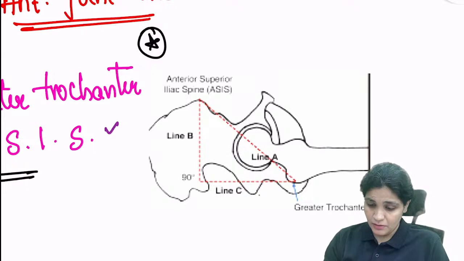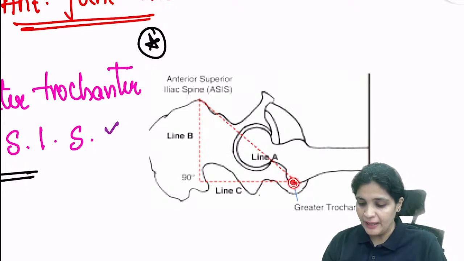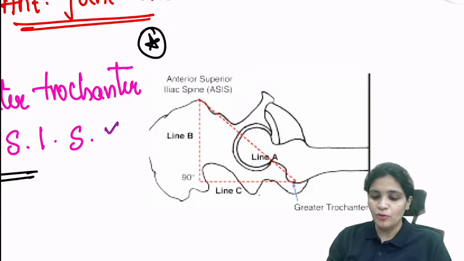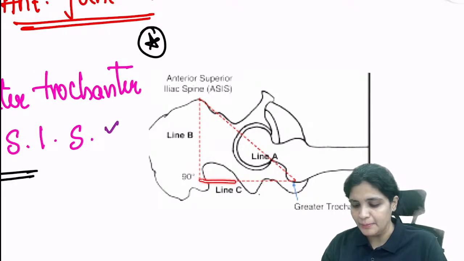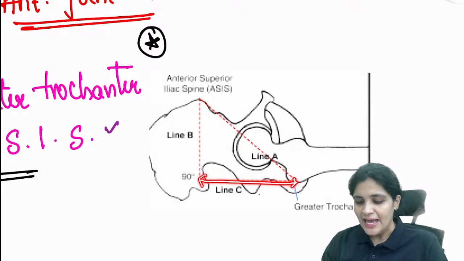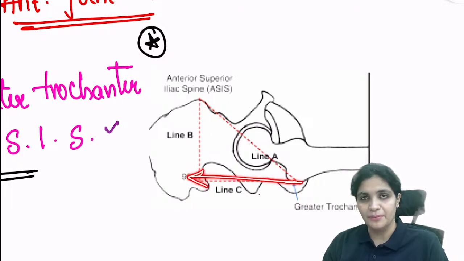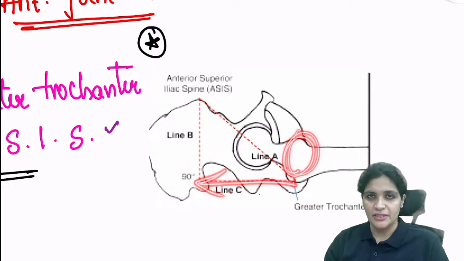So this is the anterior superior iliac spine, and this is the GT. This is line A, connecting the ASIS and the GT, right? Then you draw an imaginary line which is perpendicular to the ASIS. This is your line B. Then you connect line B to line A at the level of the GT, and this is called line C. What is important is that line C will tell that this GT has migrated proximally, that it has come upwards towards the pelvis. So any problem in the hip will result in this migration of the GT, right?